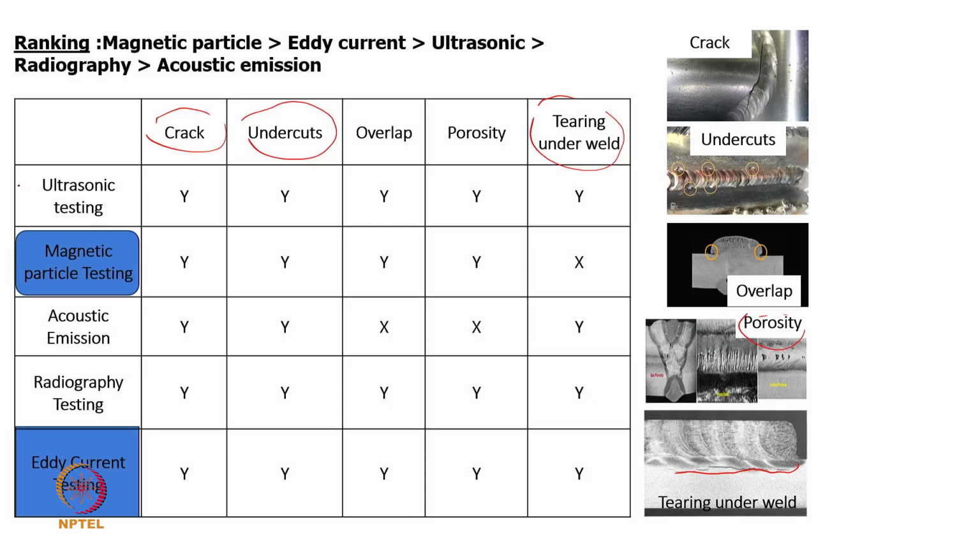So, in the case of ultrasonic, we find yes for all. Coming to the magnetic particle, one limitation is that it needs a ferromagnetic material. However, there is another problem. If tearing happens under the weld, magnetic particle cannot detect it, as it is below the surface, or not near the surface. Then for acoustic emission, wherever there is porosity and overlap, the signal gets really disturbed a lot, and we do not get really good results from acoustic emission.